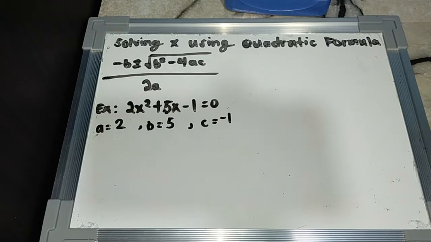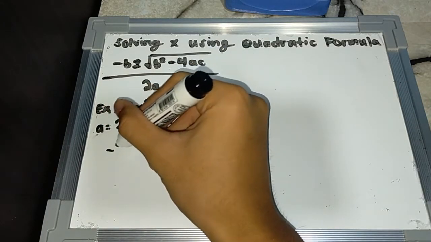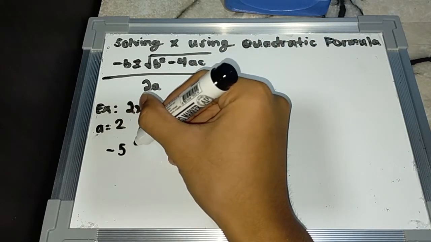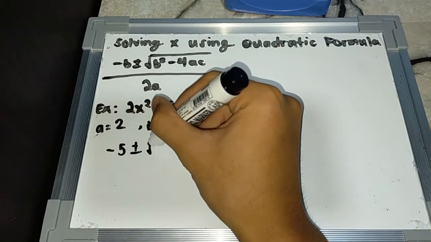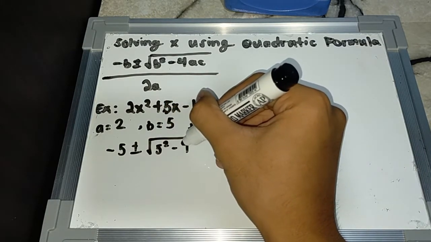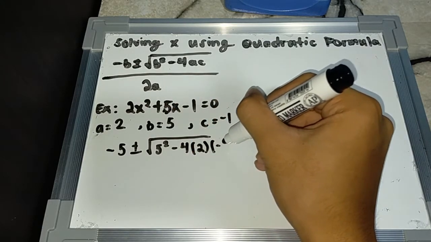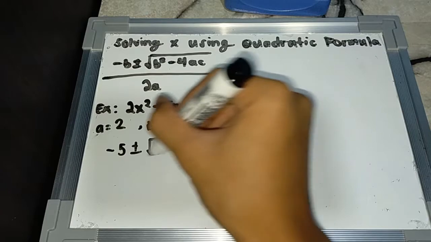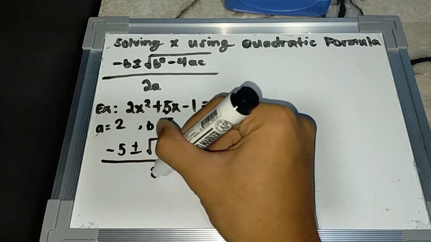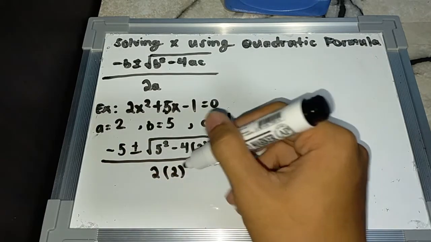In order to solve the value of x using the quadratic formula, our task is only to substitute the values. So we have negative b, which is 5, plus minus square root of b squared, so 5 squared, minus 4 times a, which is 2, times c, which is negative 1, all over 2a, which is 2. And the value of a is 2.